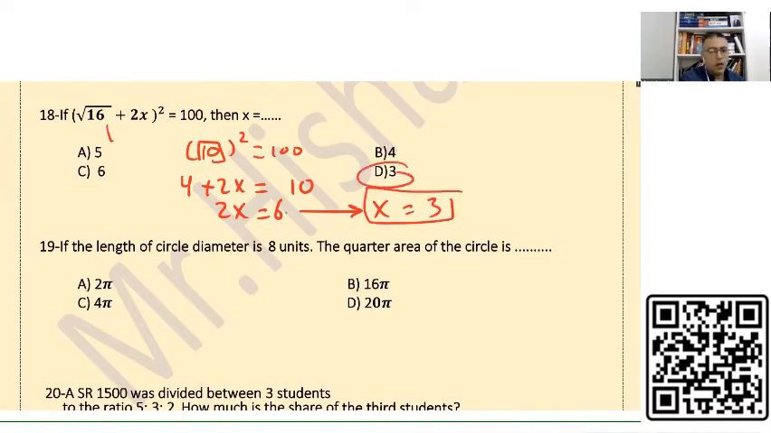Again, what number with the power of 2 gives me 100? The number to the power of 2 that gives me 100 is 10. So what is inside the bracket should be 10. Root of 16 is equal to 4. So 4 plus 2x is equal to 10. Moving negative 4 to the other side and dividing by 2, x is equal to 3.